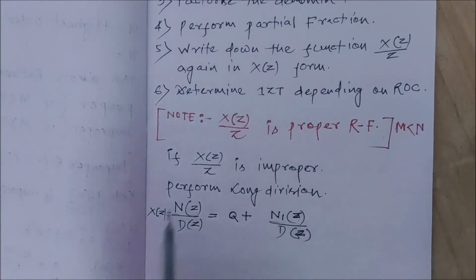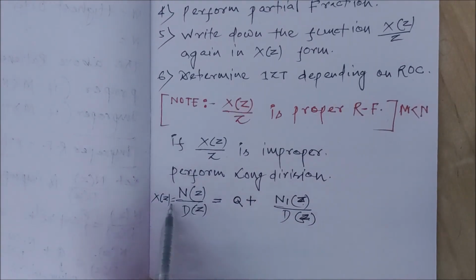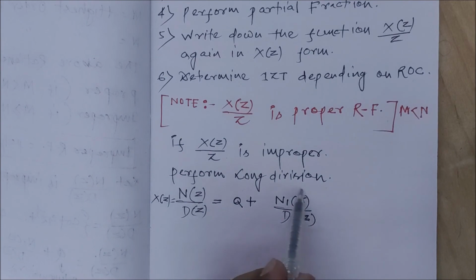What should we do if X(z) by z is improper? In that case, we need to perform long division, and as we discussed earlier, X(z), which is equal to N(z) by D(z), can be written as the summation of one polynomial with the proper rational function.